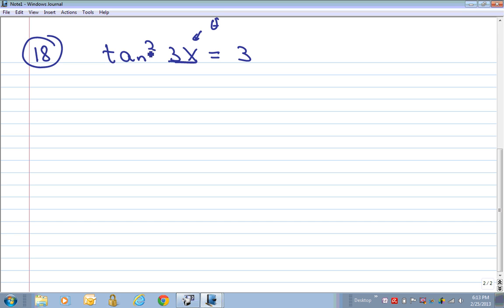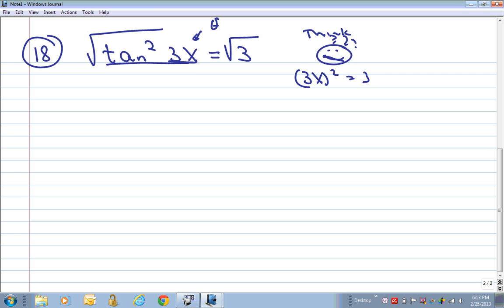If this is a square, then remember you can think about this as the same as tan 3x squared equals 3. And to do that, you would get rid of the square by square rooting, and that's what we're going to do. So we're going to take this function, this is all one piece of information, and we're going to square root it. We're going to square root on the other side. This square root will get rid of our square, and we'll be left with tan 3x.